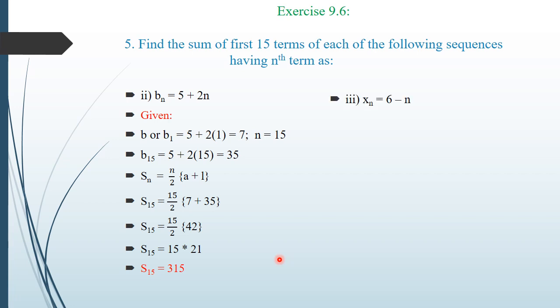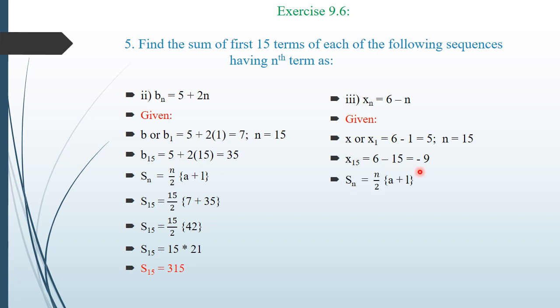Next sub question is xn. Instead of a, now he has given xn, that is equal to 6 minus n. In a similar manner as we solved the second problem, we'll calculate again. The first term x1 will be equal to 6 minus 1, that is 5, and the sum up to n terms, that is n equal to 15. Therefore the last term again I will calculate. The 15th term is 6 minus 15, that will give me minus 9.